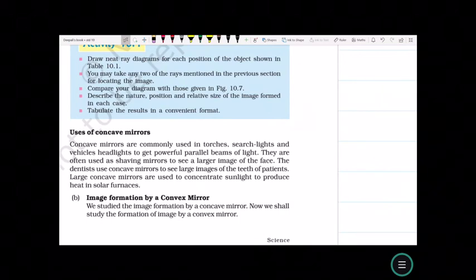So do you understand how useful this phenomenon and property of light is? And we are using it on a daily basis.